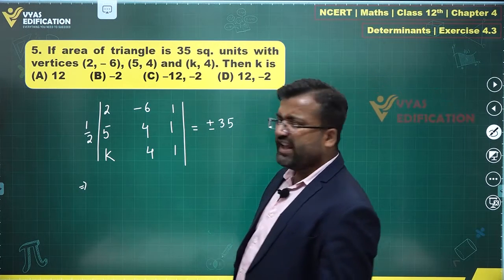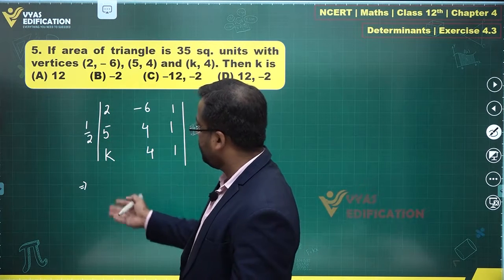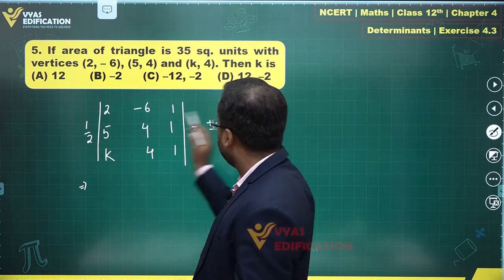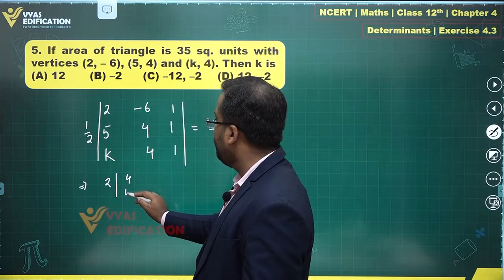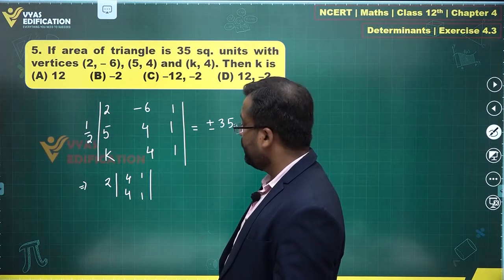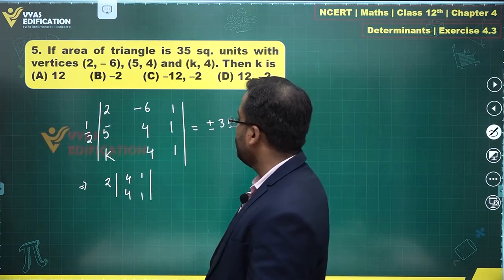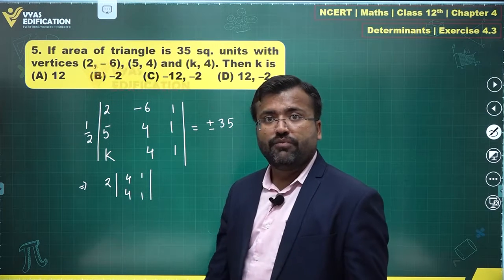So for solving, should I create some zeros first? I can, or I can directly expand along this column over here. Let's expand. Half will go over there. This will become 70. 2 times the determinant 4, 1, 4, 1. Oh, this is coming out to be 0. If we subtract, this will be 0 only. So it would have been easier if you had subtracted R3 minus R2, right?